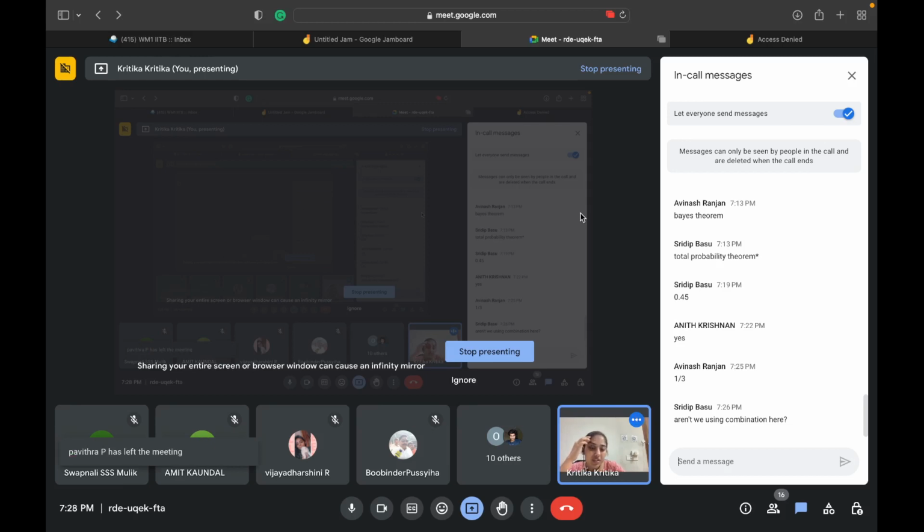So the combination formula is used when we try to see the number of such combinations possible, right? And this is probability, this is different.